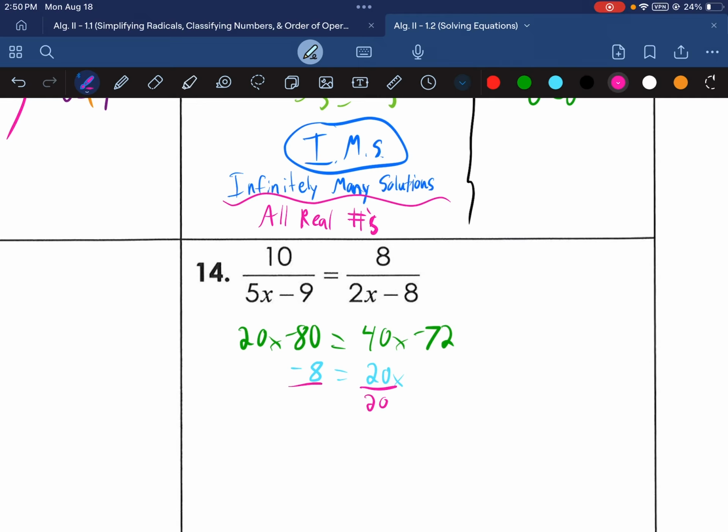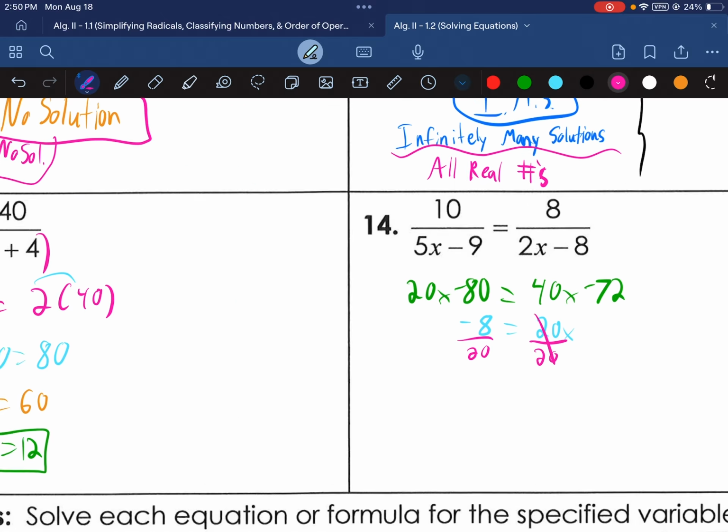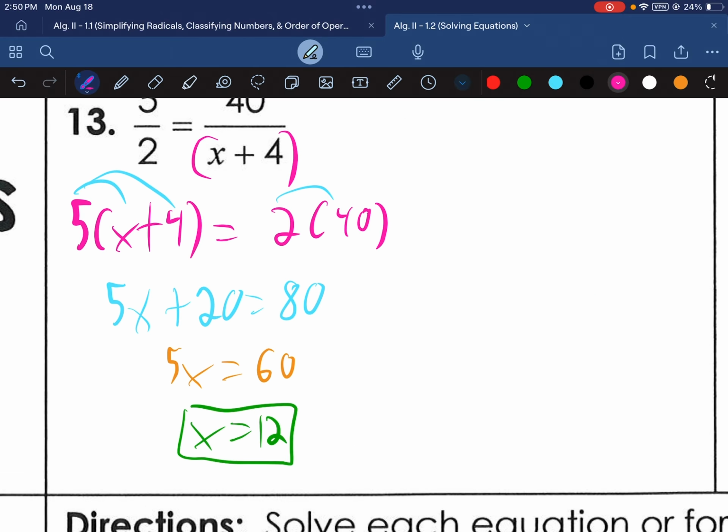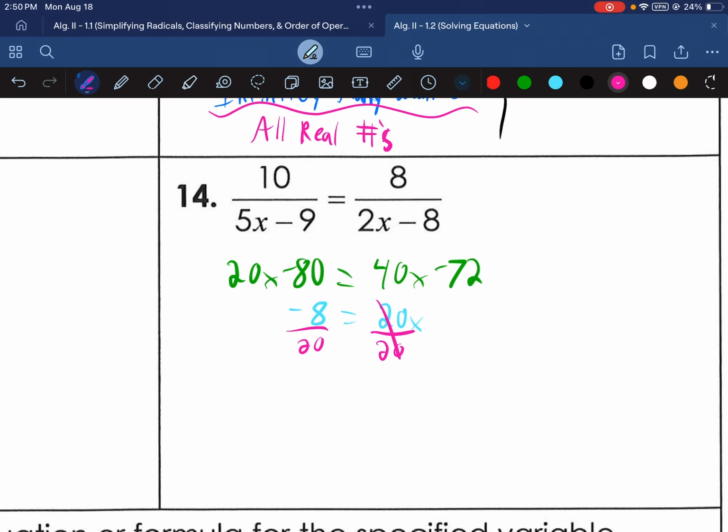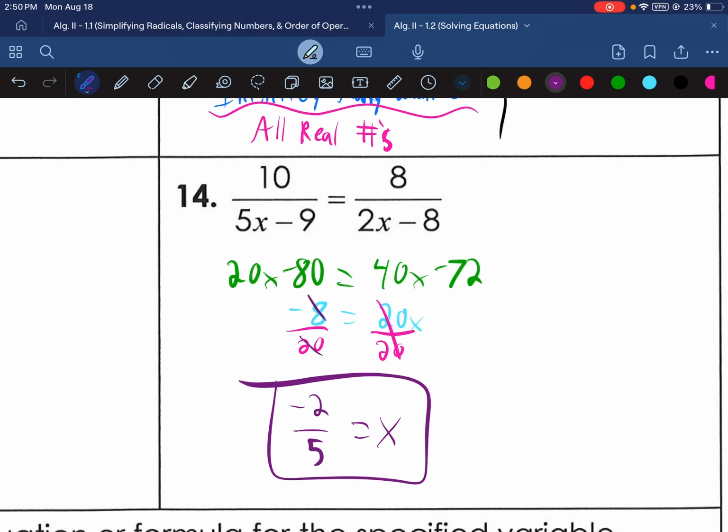Dividing both sides here by negative 20, I'm actually going to write it out this time, and the reason I'm writing it out is it's not nearly as straightforward as it was on this problem, because 5 went into 60, but here 20 does not go into 8, so we're going to have to reduce this fraction. This fraction would reduce by 4 and become negative 2 over 5.